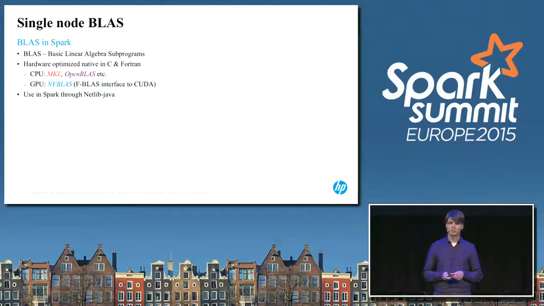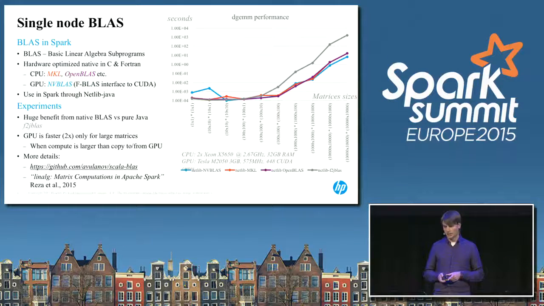Those libraries can be used in Spark through the netlib-java interface, but you need to build Spark with a specific parameter, which will include native binaries into the Spark assembly. In order to measure the benefit that we can get from BLAS, we measured the time needed for matrix multiplication, depending on the matrix sizes and the libraries that we used. Lower is better. So for example, native BLAS gives a huge benefit compared to the pure Java implementation, which is the gray line, F2J BLAS.